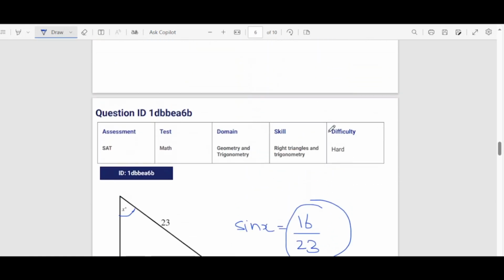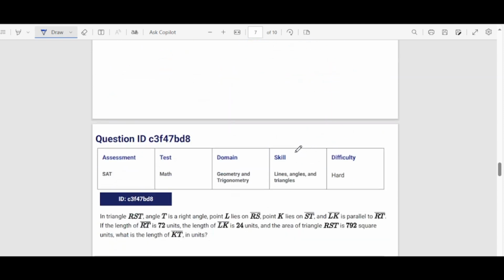It was this simple. I don't even know why they made this question a hard one. So all right, next question.